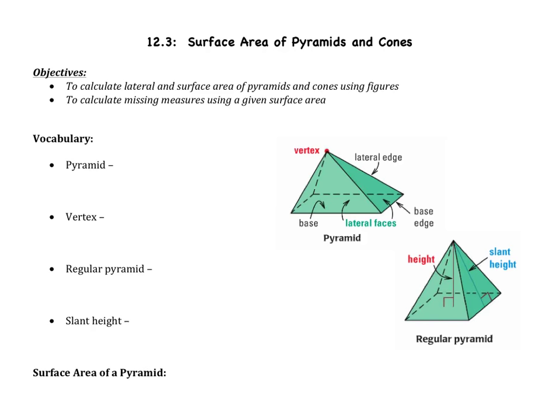Before we jump into calculating surface area, we have some vocabulary to talk about. First thing I want to talk about is, well, what's a pyramid? We've learned this before, but a pyramid is a polyhedron, just means a 3D solid, with one base. And also, the faces are all triangles. The lateral faces, that is.